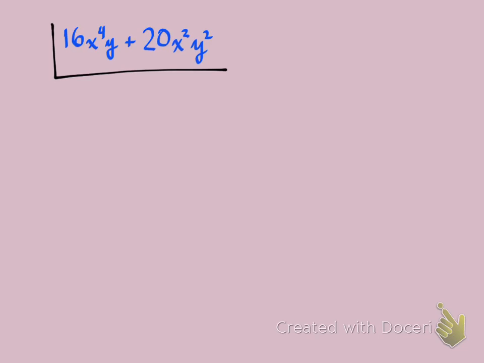Well, I'm still kind of a beginner at factoring, so I can just see that between 16 and 20, a common factor is 4. So I write the 4 down, and that's about all I can handle in one step here. So let's see, what do I get if I take 16x to the 4th y divided by 4? I get 4x to the 4th y.